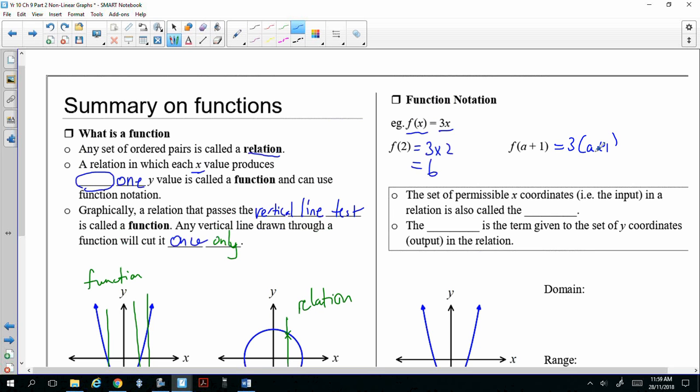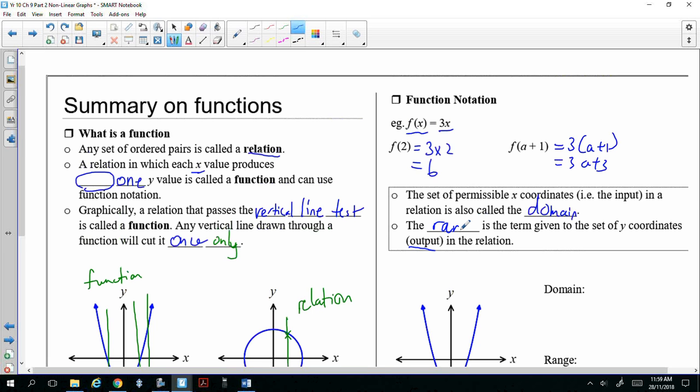The set of permissible x coordinates, the input in a relation, is called the domain. Domain is all the x values, and the term given to the set of all y coordinates, for the output, is called the range.